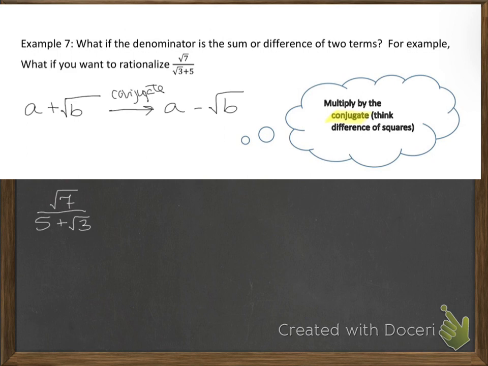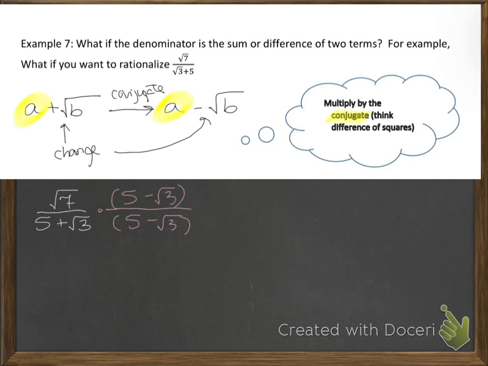Okay, so let's think about what we're doing here. We are changing the sign of the radical, and we are keeping the sign of the integer. Okay, the 5 doesn't change. So the conjugate of 5 plus the square root of 3, pause the video and take a guess. Okay, the conjugate is 5 minus the square root of 3. And of course, if we multiply the denominator by that term, we have to multiply the numerator as well.